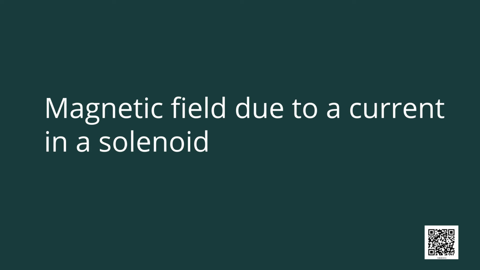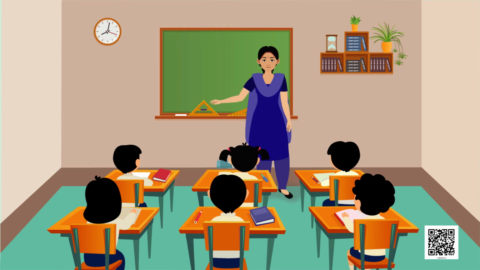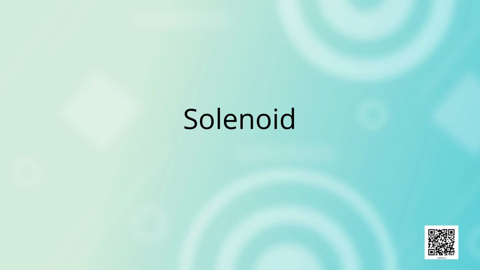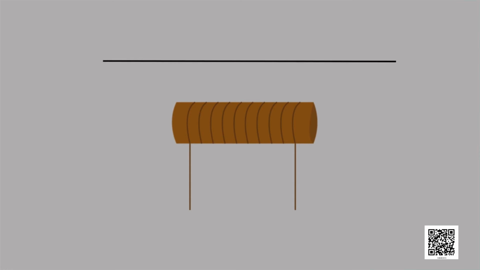Magnetic field due to a current in a solenoid. Children, let us first of all try to understand what is a solenoid. A coil of many circular turns of insulated copper wire wrapped closely in the shape of a cylinder is called a solenoid. The length of this coil is always more than its diameter.